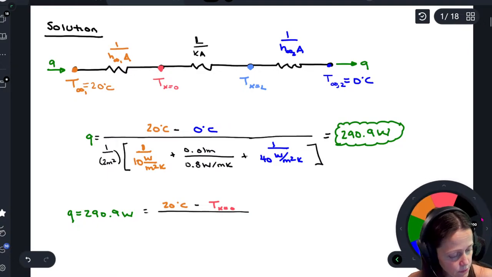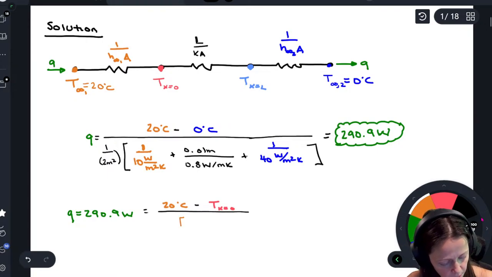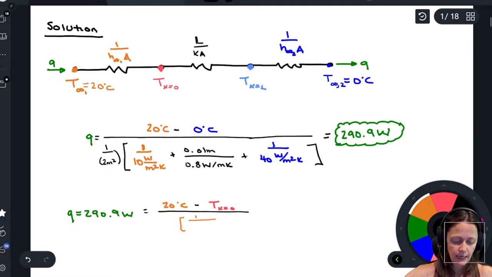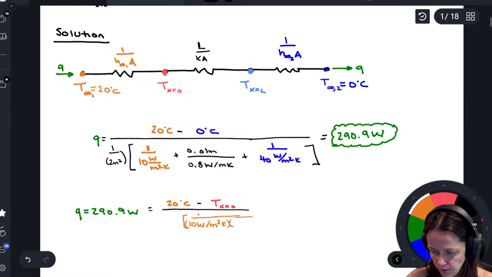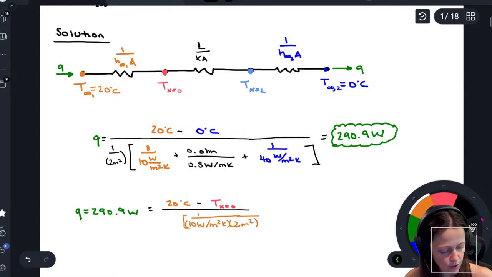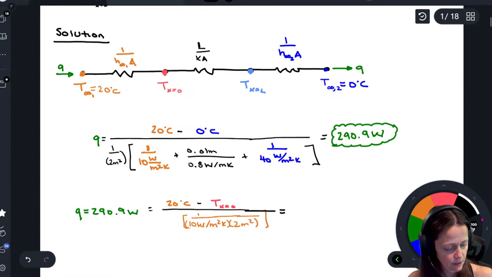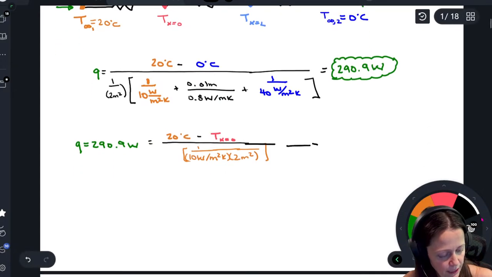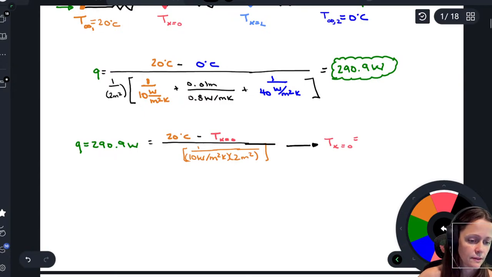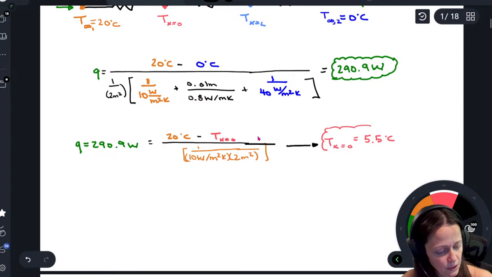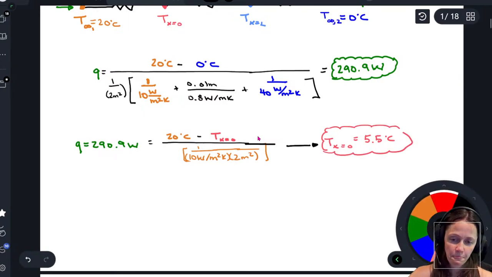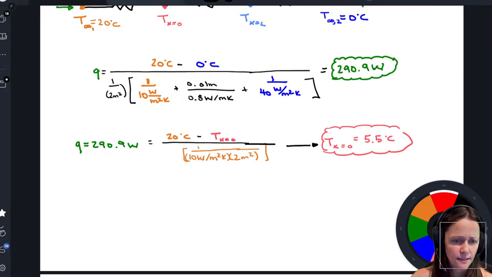And then on the bottom, I've only got one thermal resistance to worry about, and that's going to be my 1 over H infinity times A, and it's H infinity on the inner side, which was 10 watts per meter squared Kelvin. That's also multiplied by an area, 2 meters squared. And it's just a matter of solving for what T at x equals 0 is. So I have 5.5 degrees Celsius. I'll put a happy little cloud around that guy. Perfect. And I think that is it for that one.